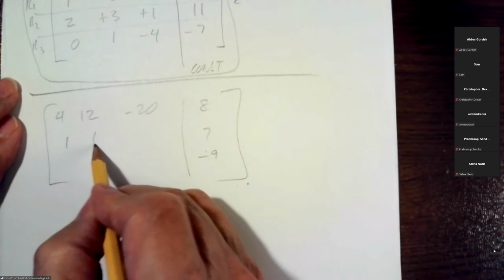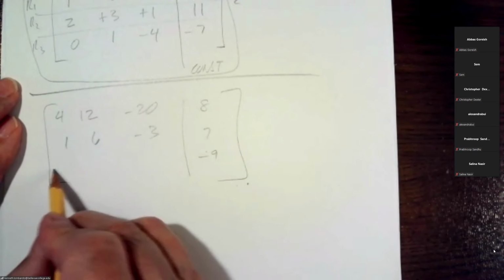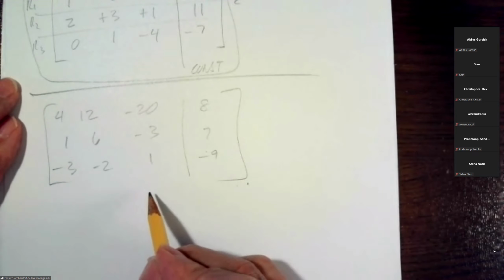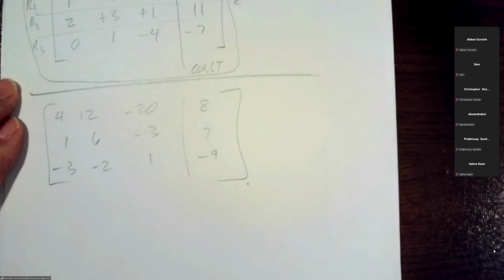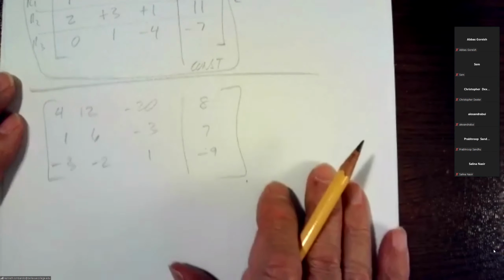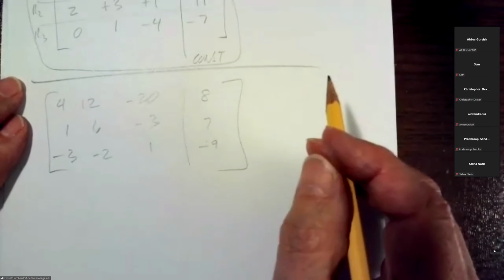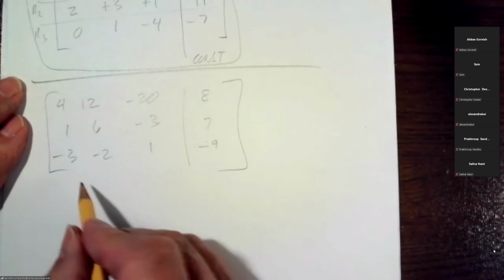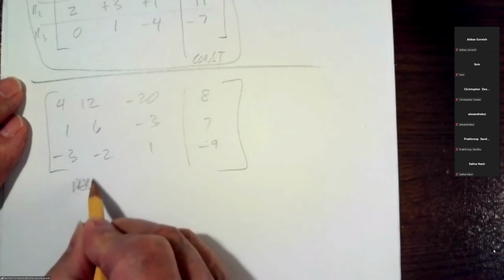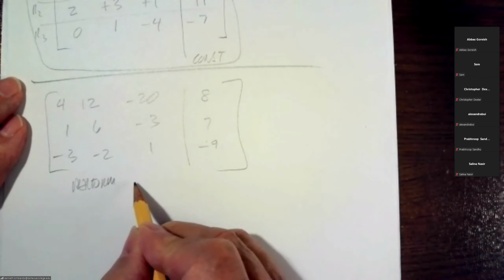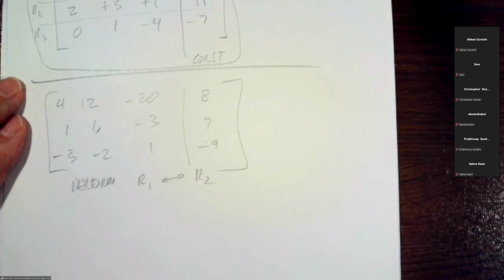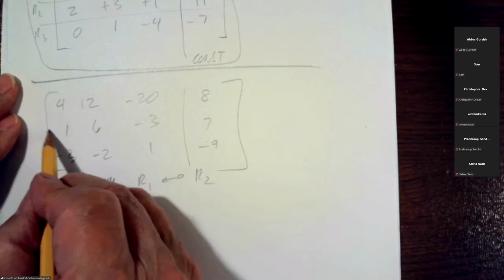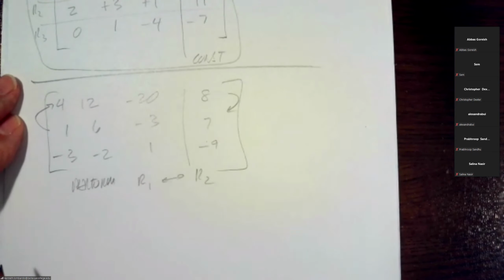And 1 and 6 and negative 3 and negative 3, negative 2, and 1. And you might have a question that says, perform the indicated row operation. And it might say, perform row 1 interchange row 2. So really then we're just going to swap these, aren't we?